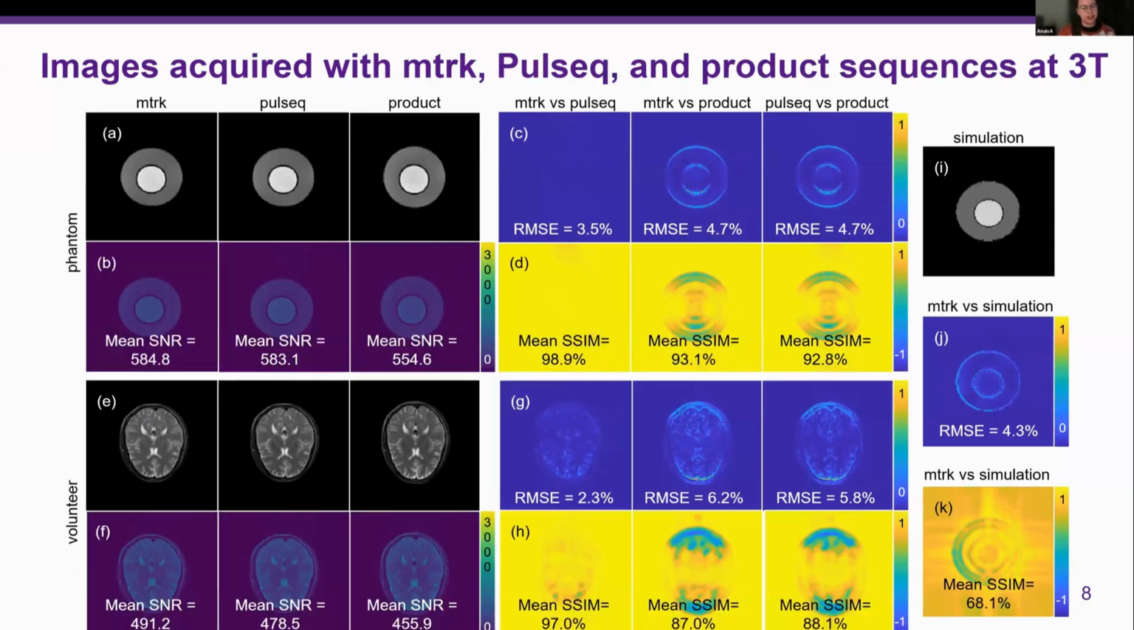To validate the framework, we developed a spin echo sequence using the graphical user interface, generated the SDL file, converted it to Pulseq, and compared it to a similar product sequence. And as you can see, we obtained almost identical results for the mtrk and Pulseq versions, and fairly close results when compared to the product sequence. We were also able to do a pretty efficient simulation on the same phantom.